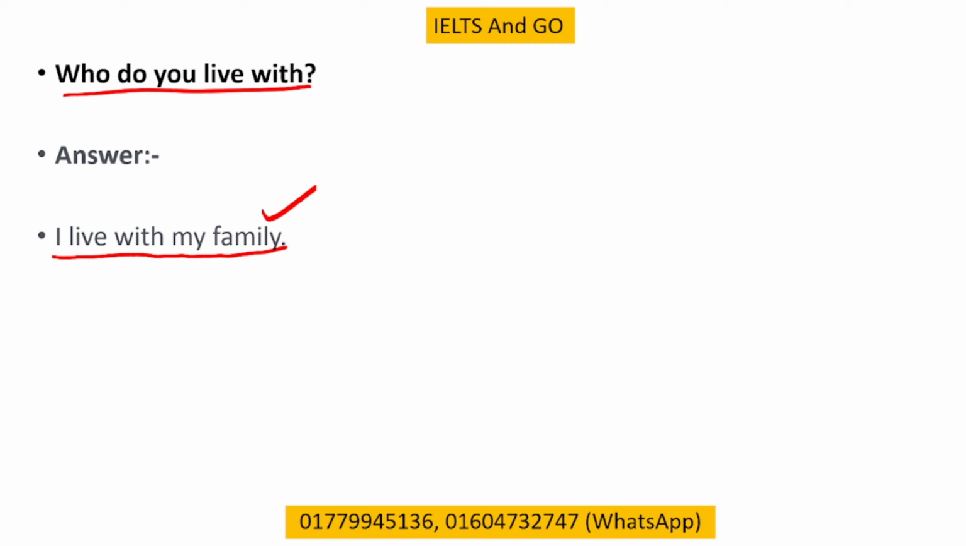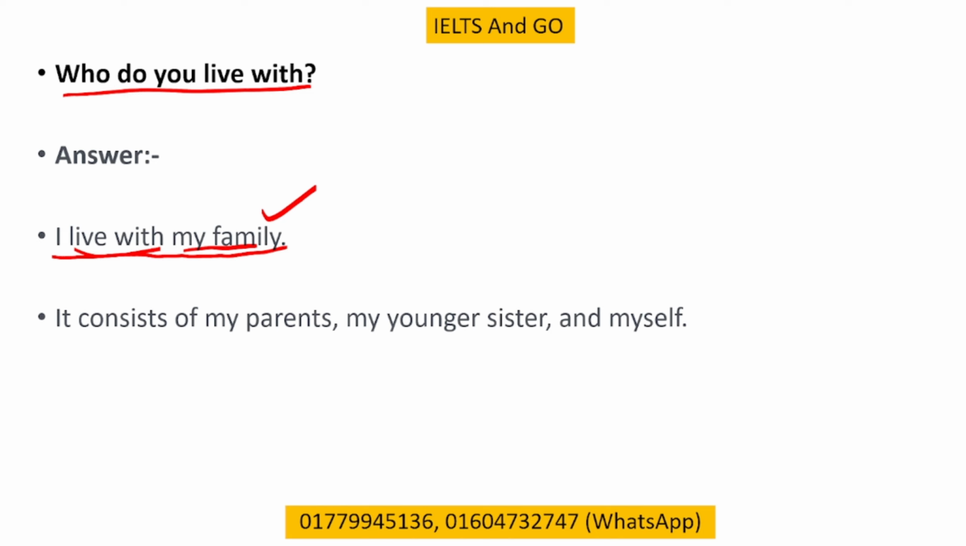পারবেন না? অবশ্যই পারবেন। If you would like to be natural in these 3 questions, you should listen to my lecture and repeat after me and repeat what I have just said. I live with my family. আমি আমার পরিবারের সাথে বাস করি। এই যে I live with, বাস করি, with my family, আমি আমার পরিবারের সাথে কি করি? বাস করি। And second sentence will be it consists of my parents, my younger sister and myself.